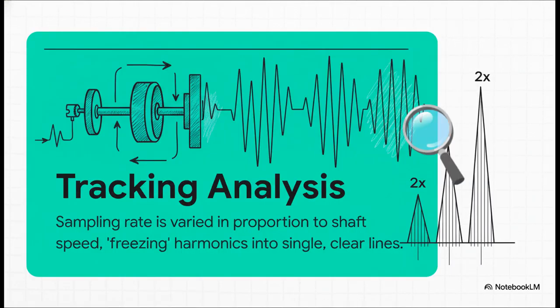But if you really want to master non-stationary signals, you have to use tracking analysis. Basically, you use a tachometer, and the analyzer samples a fixed number of times per revolution instead of per second. And the effect is, well, it's magical. It freezes all the speed-related harmonics in place. That whole spectral smearing problem? Gone. Instead, you get these incredibly sharp, clear peaks that tell you exactly what's happening at 2 times, 3 times, or any multiple of your shaft speed.